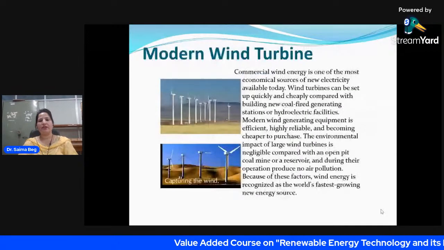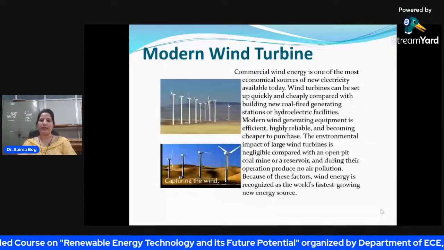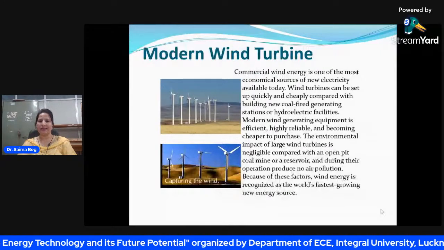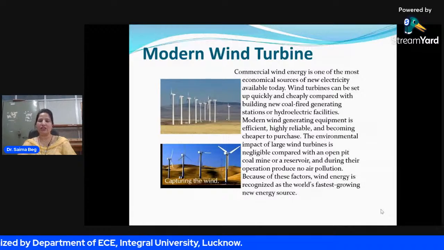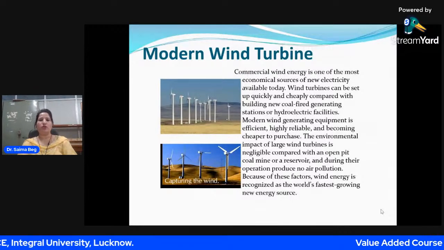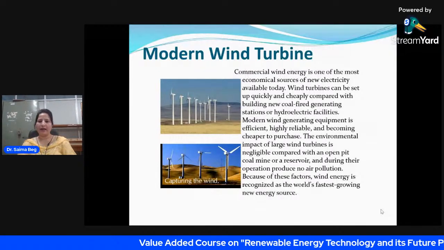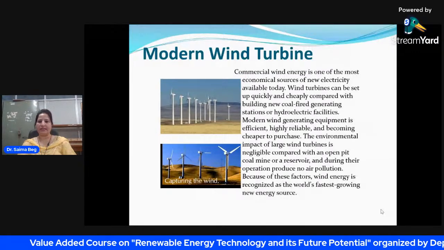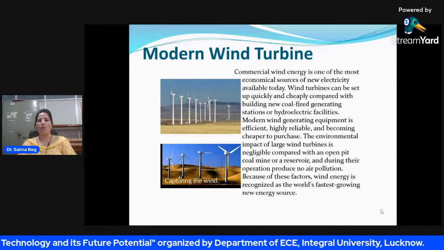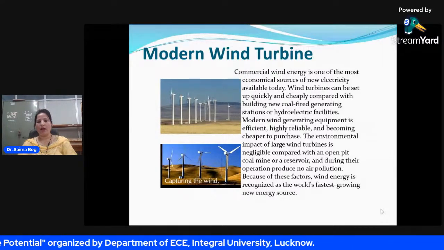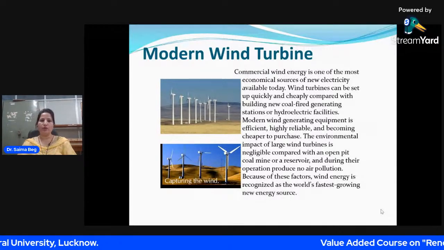Modern windmills, wind turbines. Commercial wind energy is one of the most economical sources of new electricity available today. These wind turbines can be set up quickly and cheaply compared with building new coal-fired generating stations or hydroelectric facilities. These modern wind generating equipment are more efficient, highly reliable, and becoming cheaper to purchase. The environmental impact of large wind turbines is negligible compared to open pit coal mines or a reservoir, and during their operation they produce no air pollution. That is another benefit of using wind turbines.